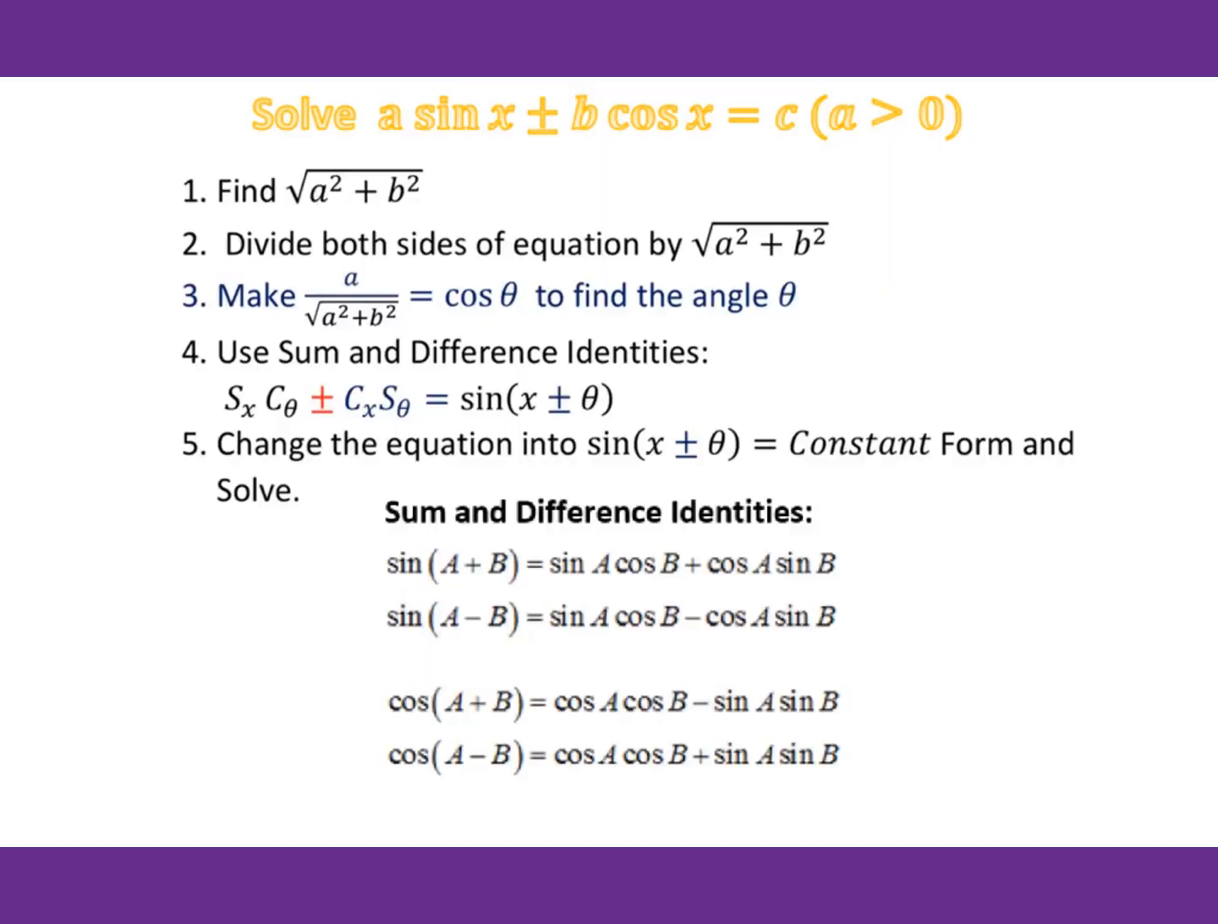Today's lesson is about solving a sin x plus or minus b cosine x equals c pattern trig equations. There are a lot of methods to solve this kind of trig equation. But for all methods, you have to use sum and difference identities. You can choose any of these four trig identities to solve this kind of trig equation.